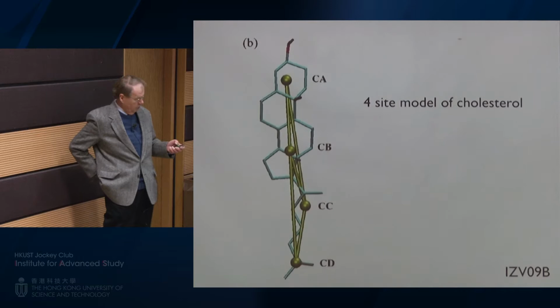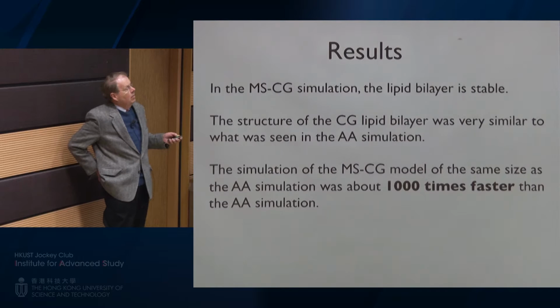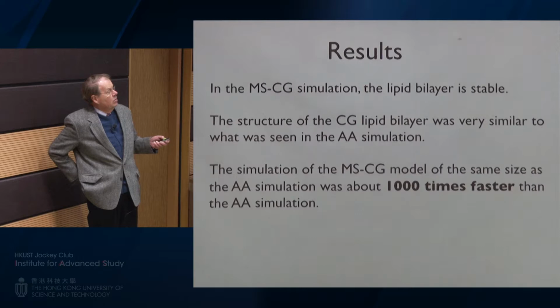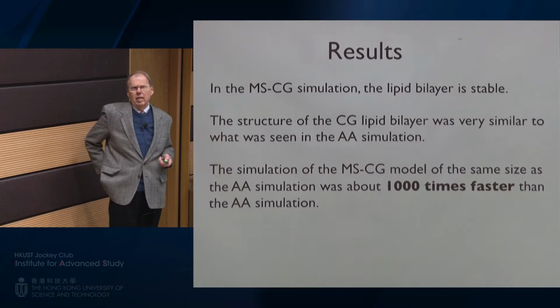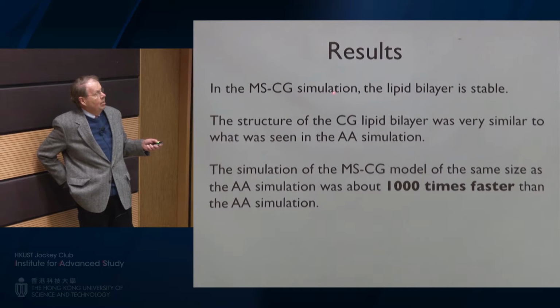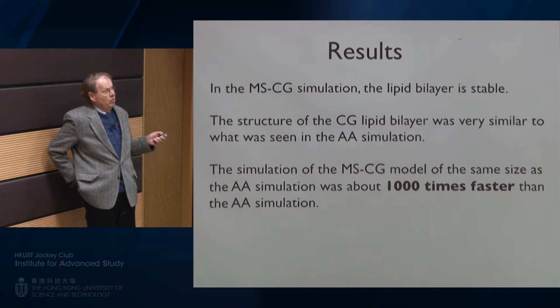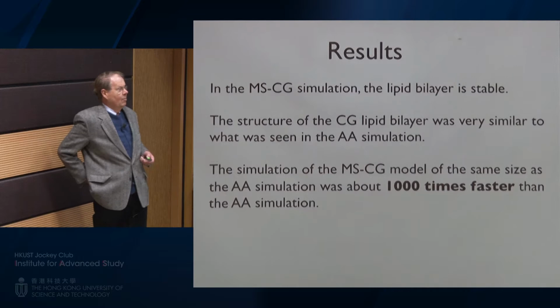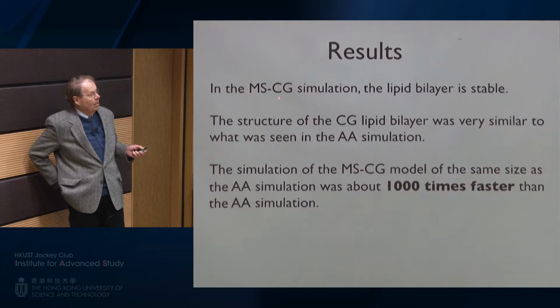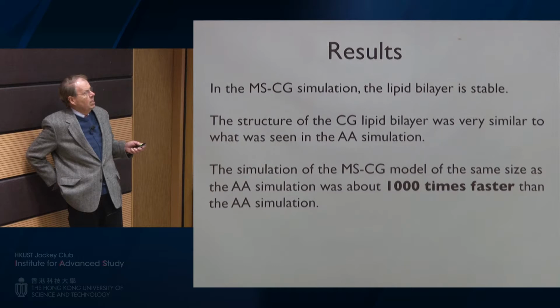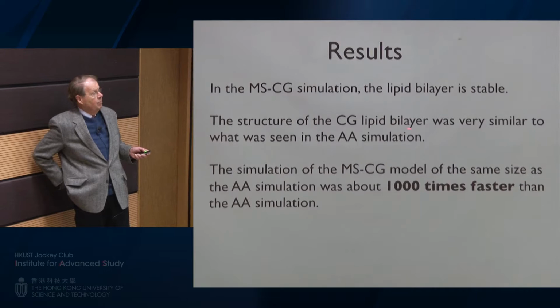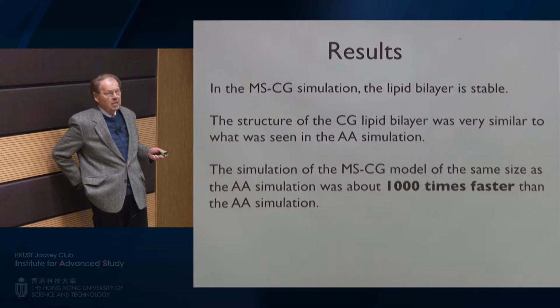And the results. First of all, the first thing that they showed is if you do the all-atom simulation, the bilayers are stable. And that was certainly known. However, if you do the MSCG simulation, the bilayer is stable. So the idea of developing a model of bilayers is that the bilayers need to be stable because they're stable in the laboratory. And in fact, the MSCG model with these 13 sites on one set of molecules and four on the other is in fact stable. The structure of the CG lipid bilayer was very similar to what is seen in the all-atom simulation. And this is the test that shows that our coarse grain potential is correct.